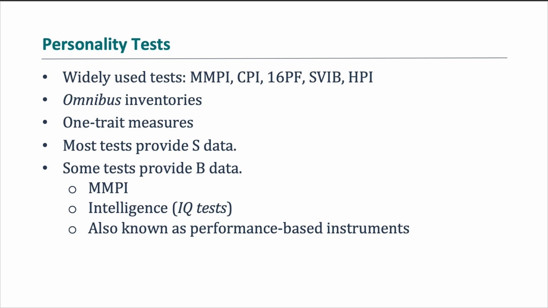If you remember, B data is behavioral data, and that's things like the MMPI, the Minnesota Multiphasic Personality Inventory, that will include behavioral data. So if you've ever taken an MMPI or an intelligence test for that matter, you might notice that it's not like they just give it to you, you fill it out, and then you return it and they look it over. It's actually where you take it, and usually you're in front of somebody while you're taking it.